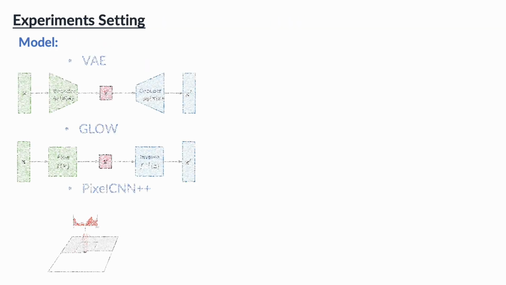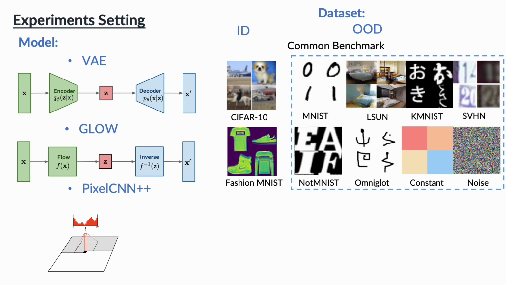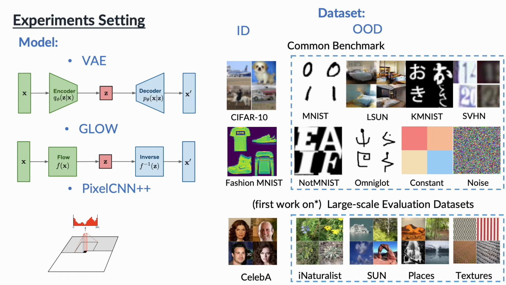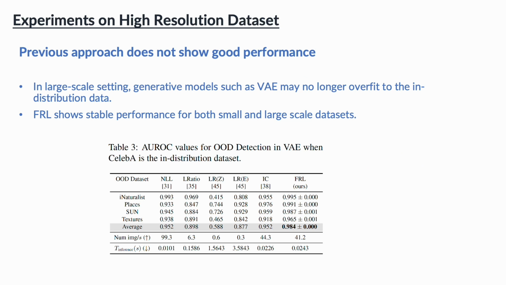We evaluate FRL across various deep generative models. Besides the common benchmarks like CIFAR-10 and FashionMNIST, we are the first work that evaluates large-scale datasets using deep generative models. In CIFAR-10, FRL achieves superior performance across various generative models. In ImageNet, we find that in large-scale settings, generative models including VAE may no longer overfit to the in-distribution dataset, whereas FRL shows stable performance.